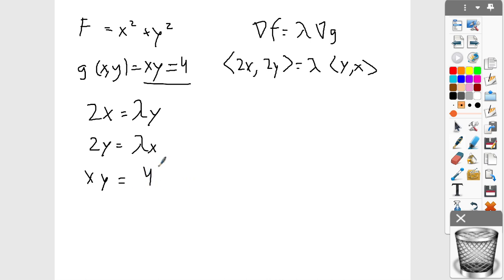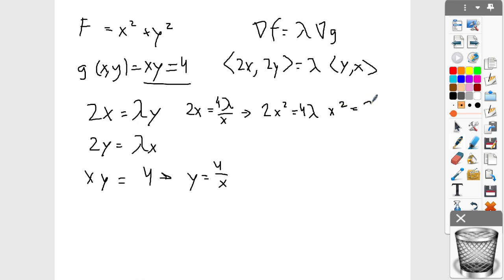So how are you going to work this out? Well, y is equal to 4 over x. That's your first step, so try to work this out by yourself if you can. If you can't, then I will start working it out in 3, 2, 1. All right, y equals 4 over x. So we have 2x equals 4 lambda over x, so 2x squared is 4 lambda. So x squared is 2 lambda.